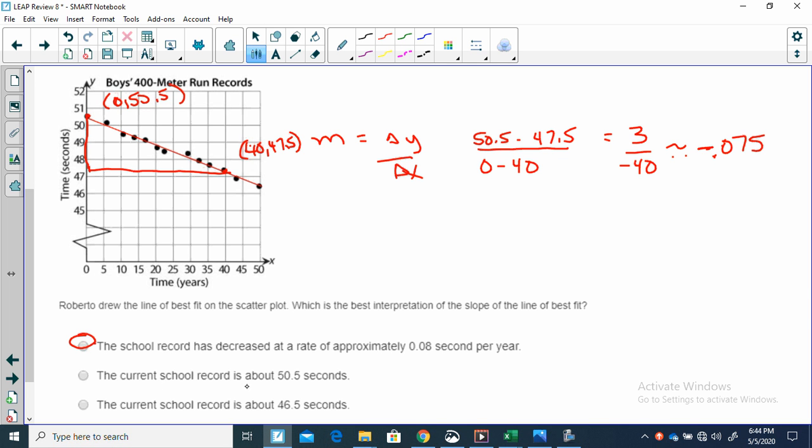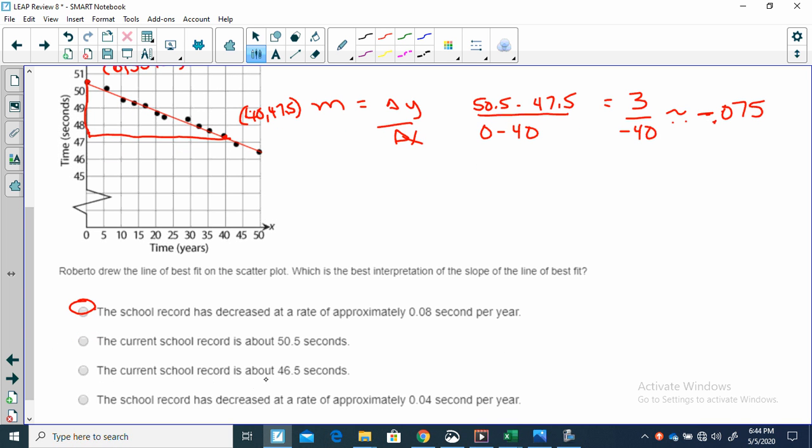The current school record is about 50.5 seconds. No, that would be the record 50 years ago, right? The current school record is about 46.5 seconds. Yes, but that doesn't tell me anything about the slope. And we're interpreting the slope. Remember, the slope is what we're looking at right here.